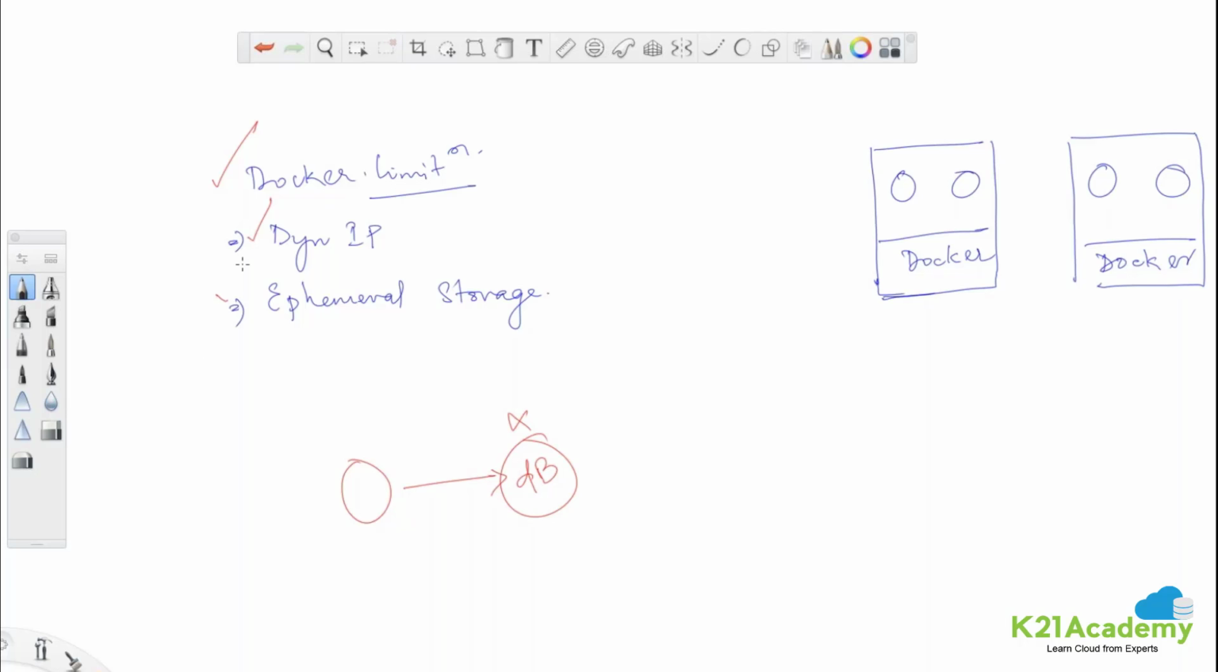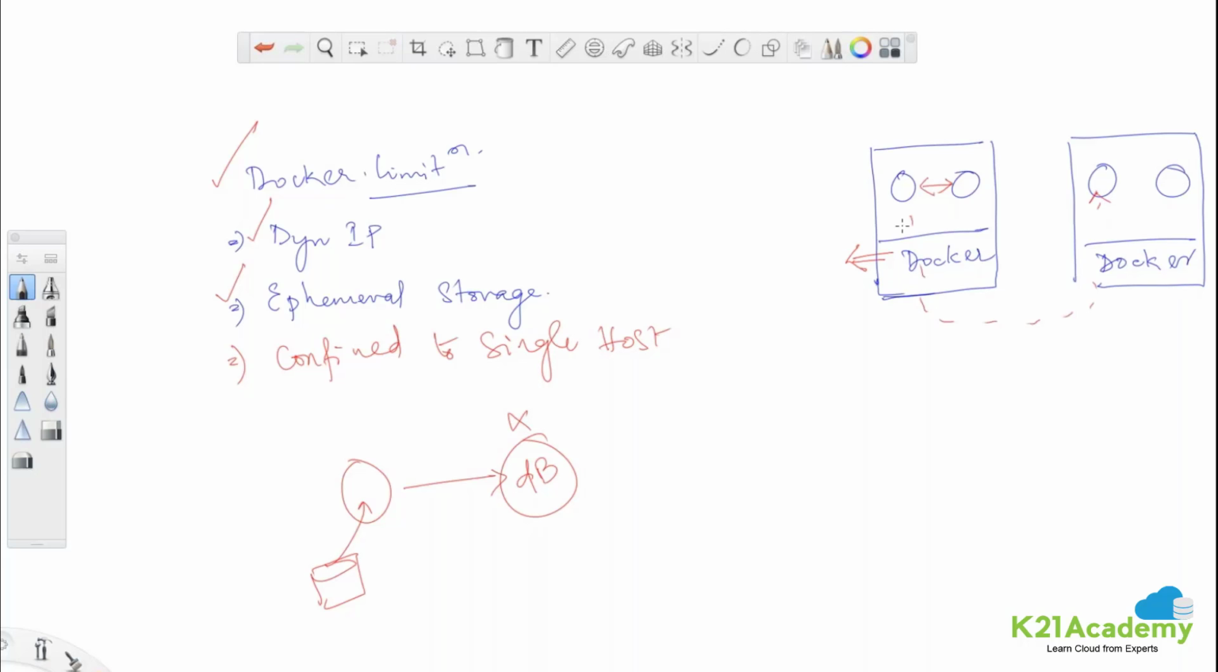Then we had an ephemeral storage. We didn't have a persistent storage, but in the containers world, you can still go ahead and attach a volume and have the persistency. But the biggest limitation was Docker was confined to a host. That means if I am talking to containers, I have just plain Docker. I can only connect like this. I can't go this way.